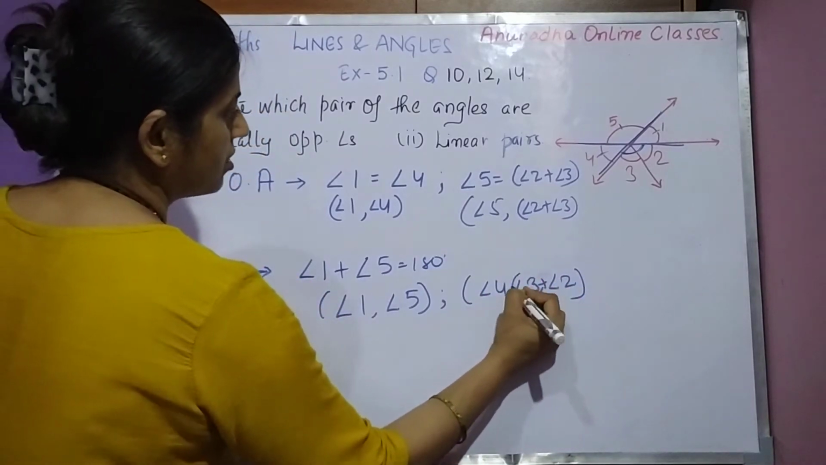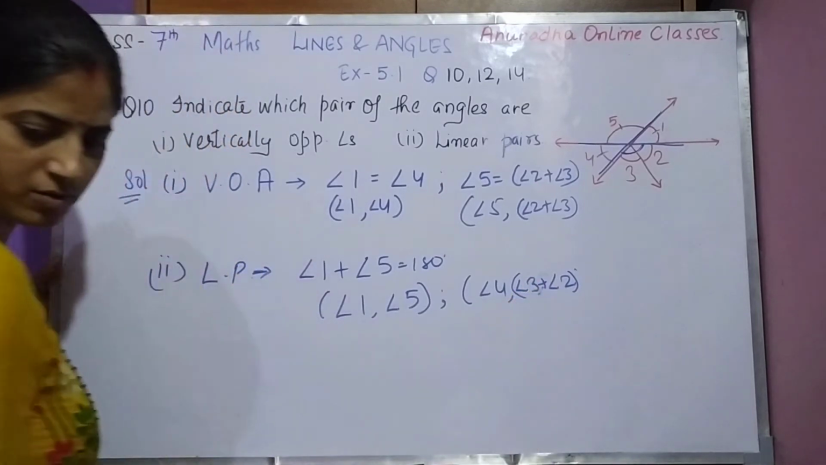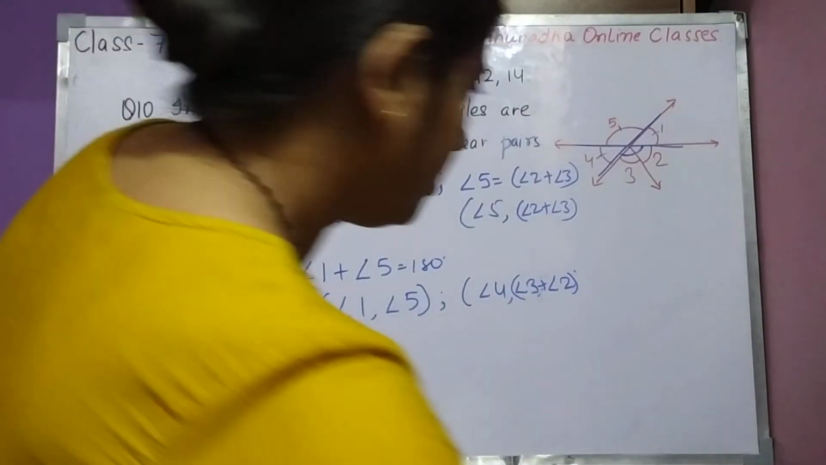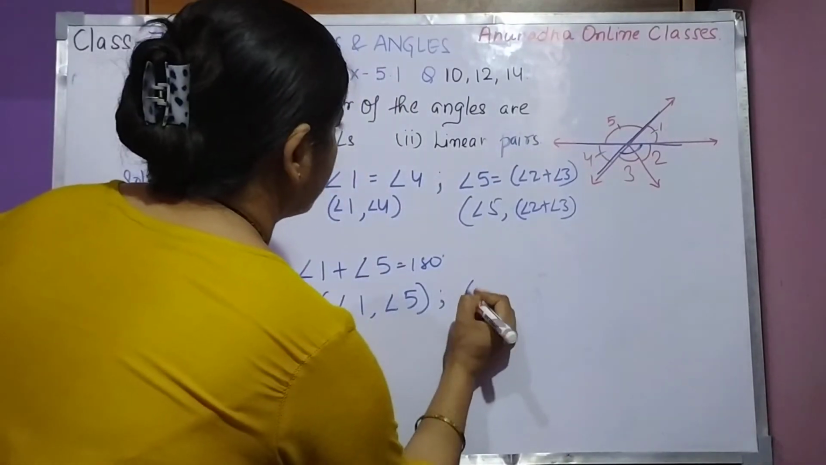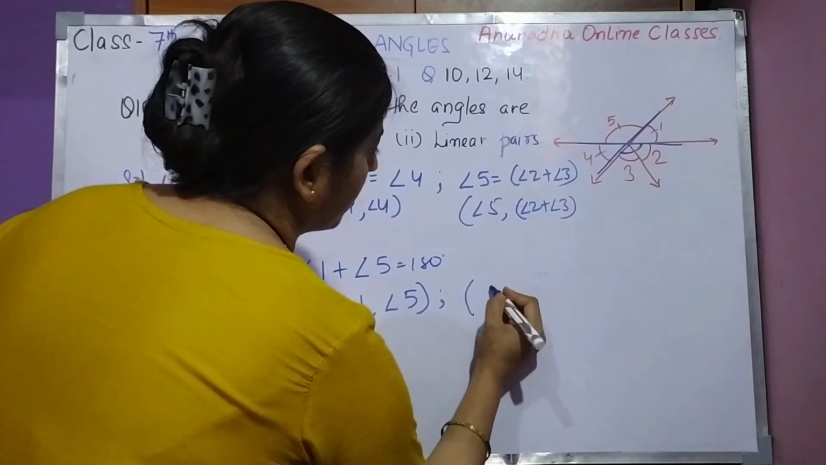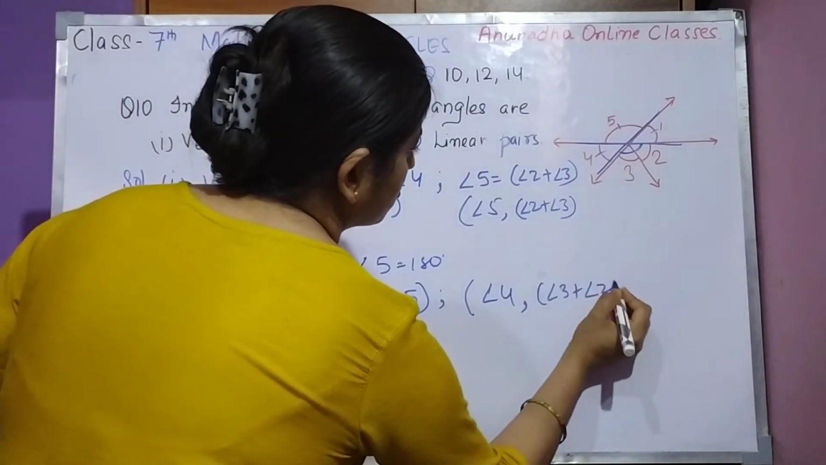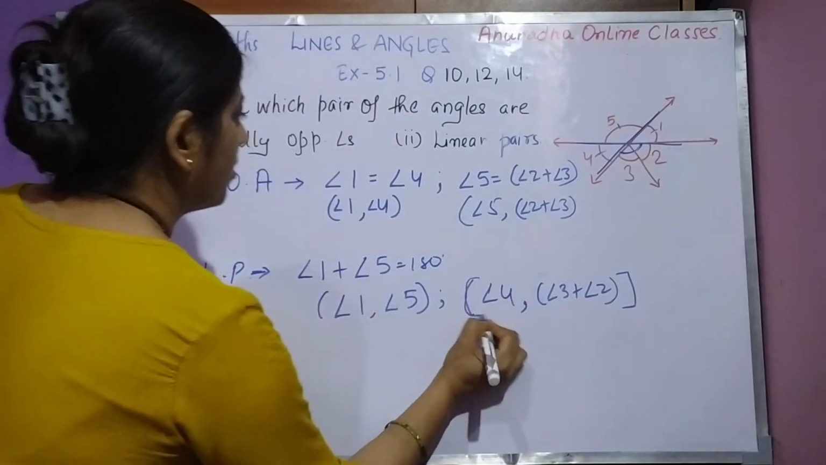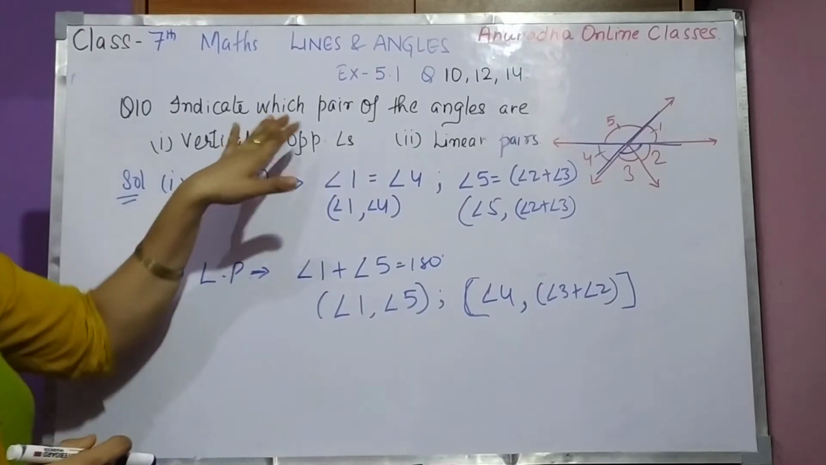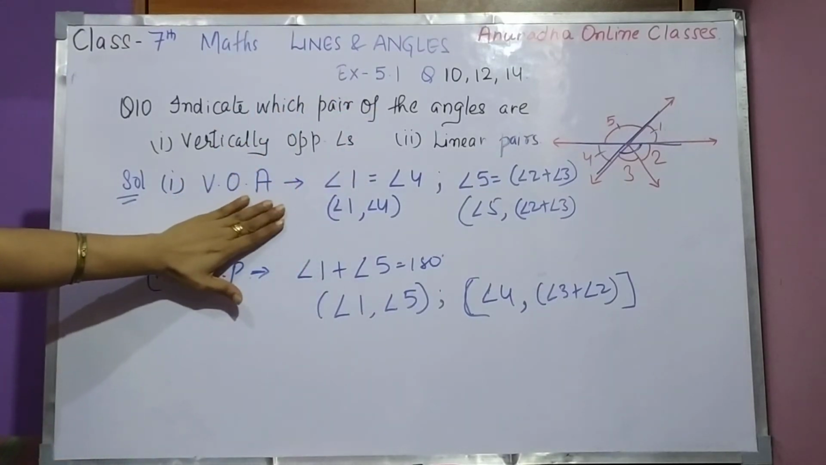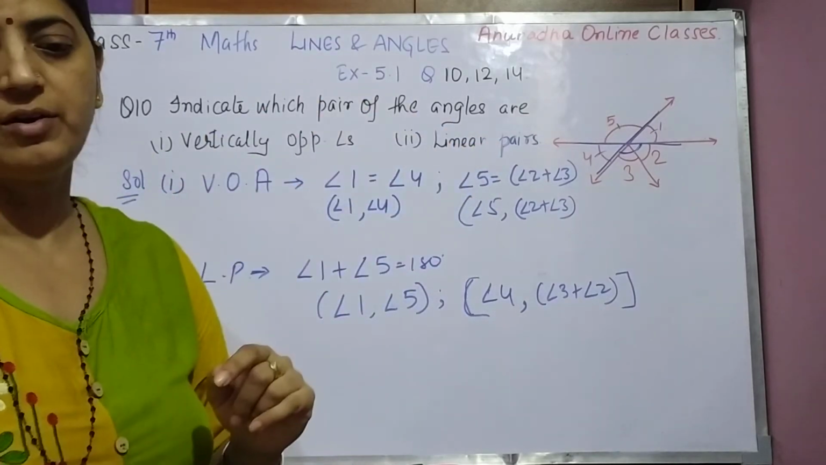You can write it in this way, that angle 4 and angle 3 plus angle 2. Write it in this way. Okay children, so these are the two. Indicate which pairs of angles are which. These are vertically opposite angles. This one is what? Linear pair.